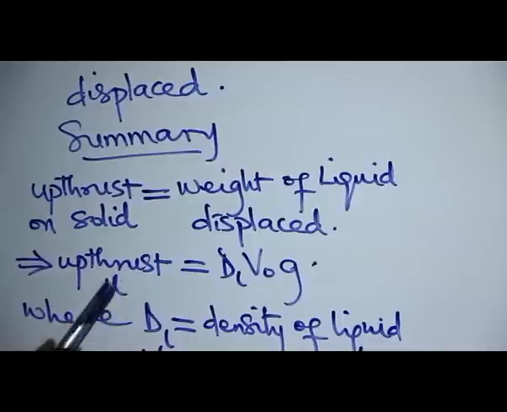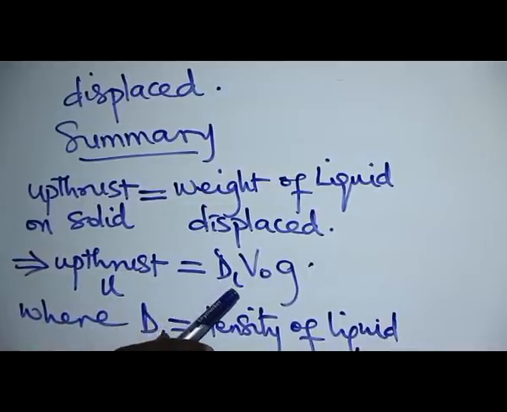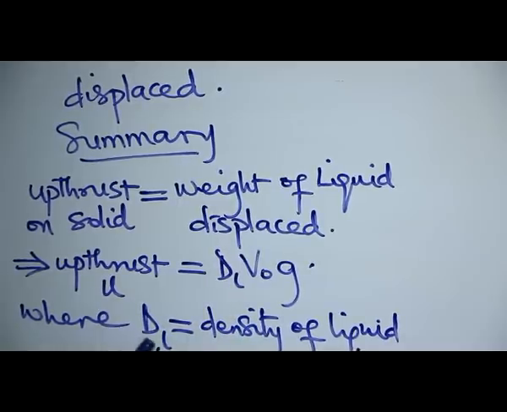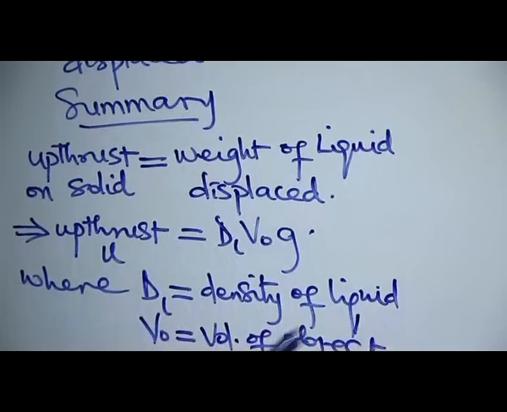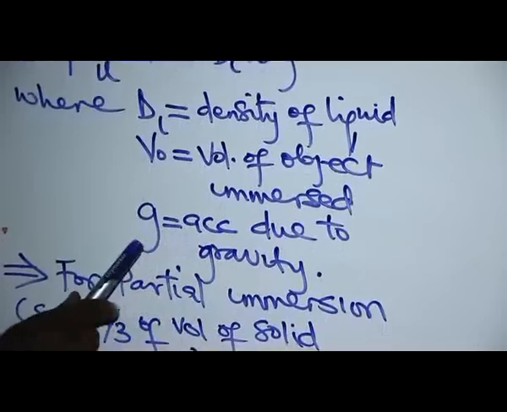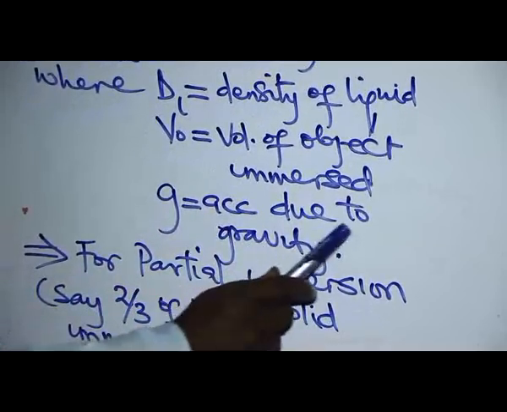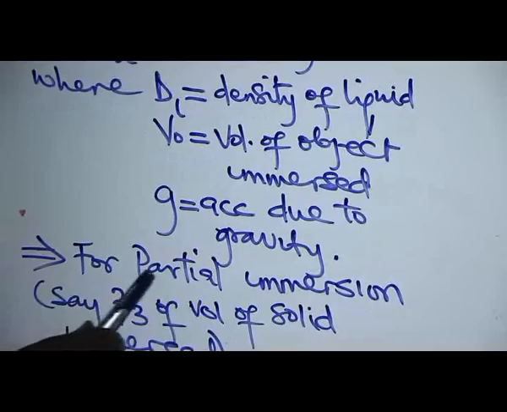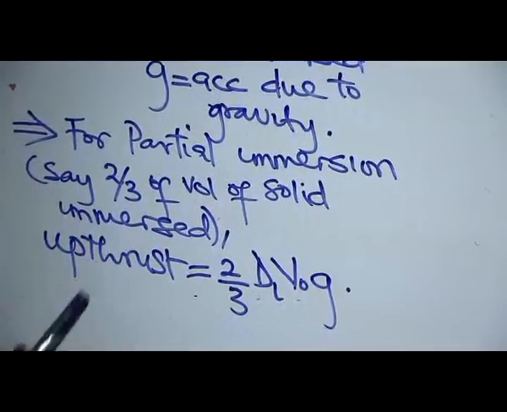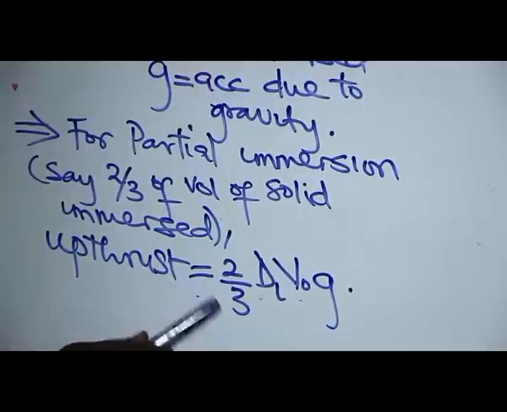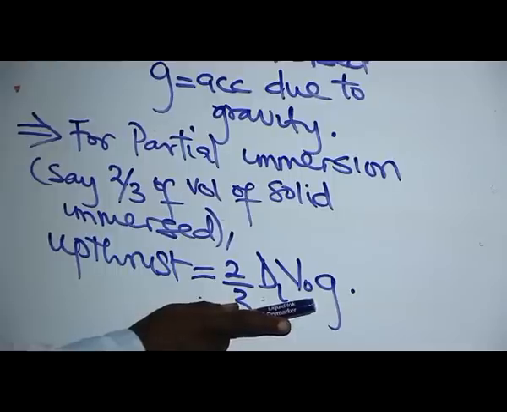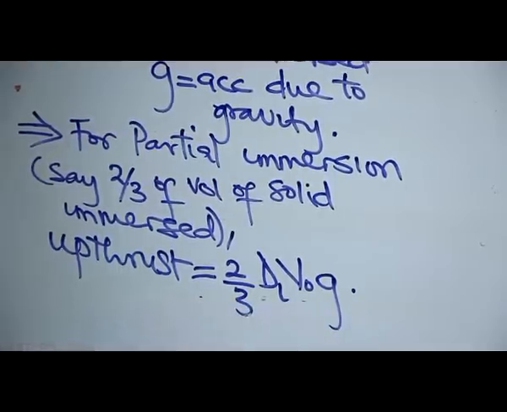That means upthrust U is equal to d sub L times v sub 0 times g, where d sub L is the density of the liquid, v sub 0 is the volume of the object immersed, and g is the acceleration due to gravity. For partial immersion, say 2/3 of the volume of the solid is immersed, then upthrust is equal to the fraction immersed, 2/3, times the density of the liquid times the volume of the object times the acceleration due to gravity.